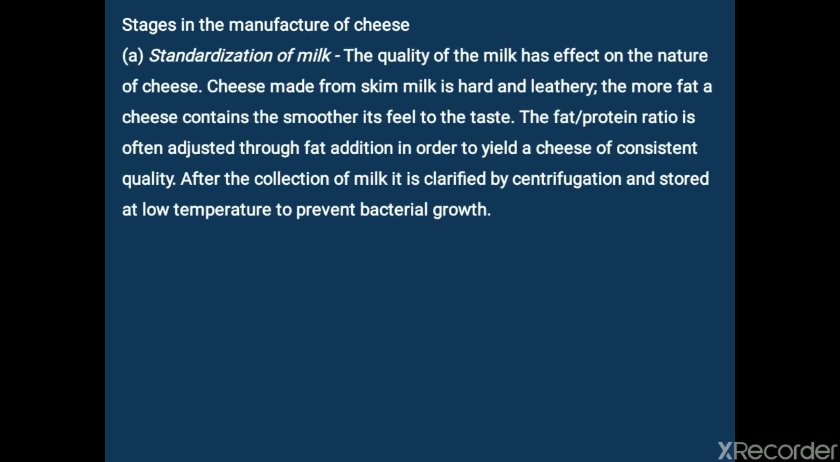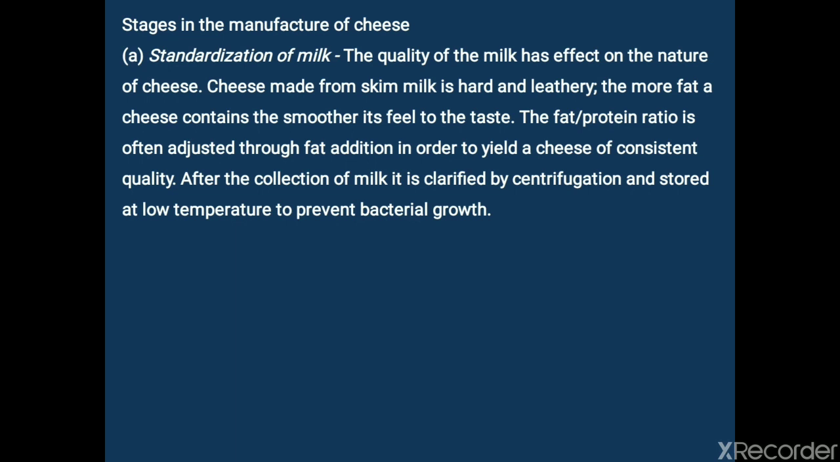Steps involved in the making of cheese. First step is standardization of milk. The quality of milk has effect on the nature of cheese. Cheese made from skim milk is hard and leathery. The more fat a cheese contains, the smoother it feels to the taste.